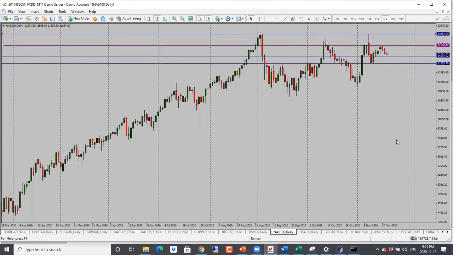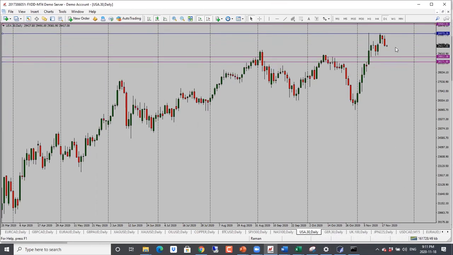Nasdaq here, this one's looking bearish as well. It is into support, so we do need to see a break here, but looking bearish. Next target is 11,600 for Nasdaq. Dow Jones here, nice bearish candle here.